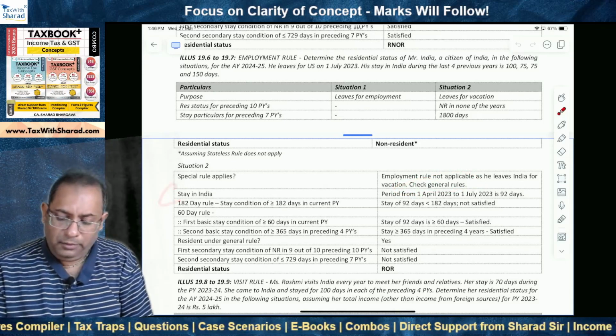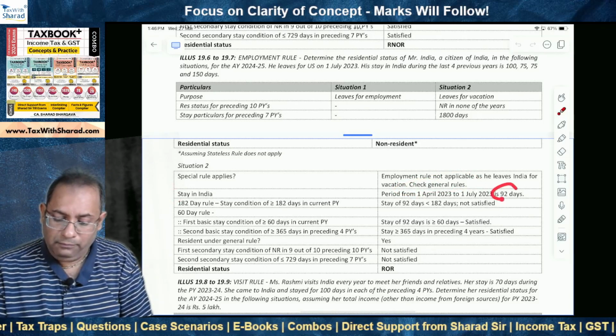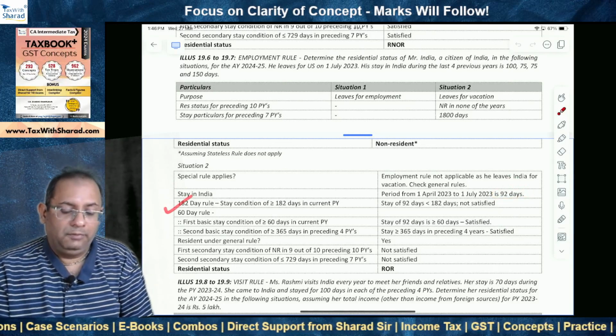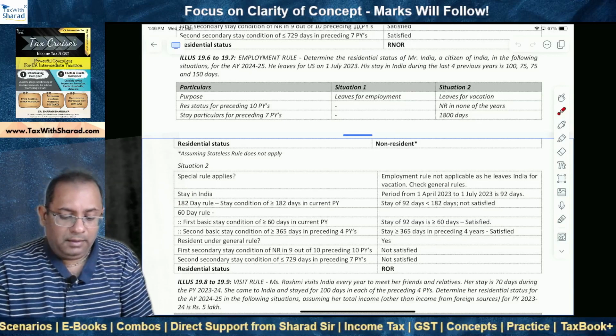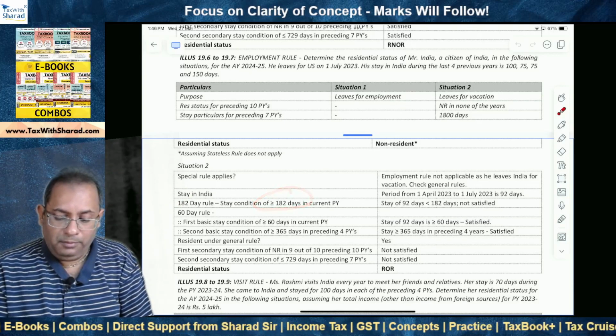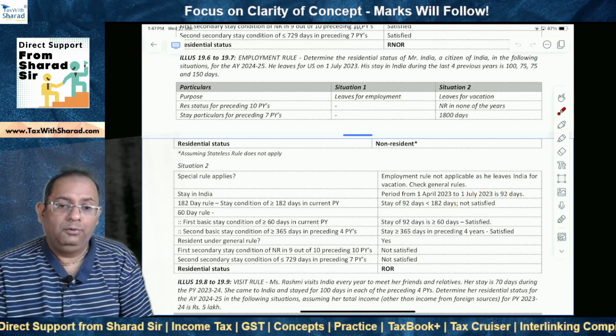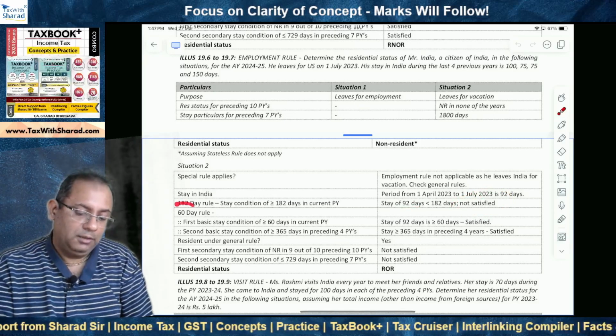Stay in India, we calculated in situation 1, it is the same, which is 92 days. Now in the general rule, we first check the 182-day rule. The basic stay condition is 182 days or more in the current previous year. Since it is 92 days, he is not a resident under the 182-day rule. Then we move to check the 60-day rule.